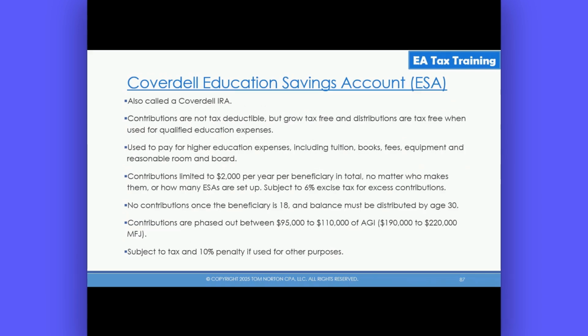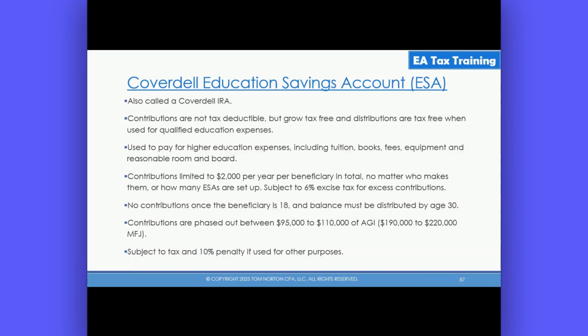A Coverdell Education Savings Account, also called a Coverdell IRA, so it is a type of IRA. These contributions also are not tax deductible, but they do grow tax free. And as long as the proceeds are used for education expenses, then you don't have to pay tax. It can be used only to pay for higher education expenses, including tuition, books, fees, equipment, and reasonable room and board. So no using it for K through 12 tuition or to pay off a student loan.